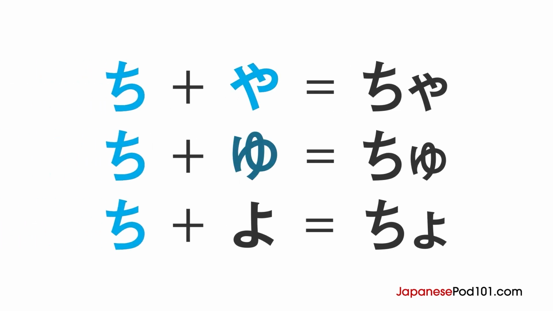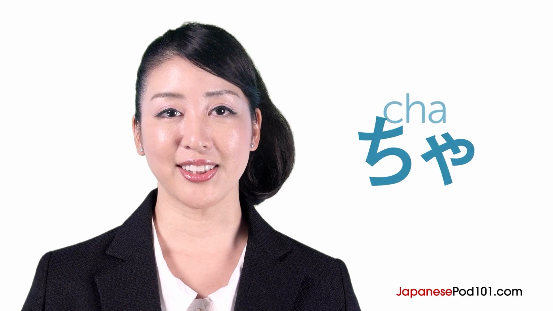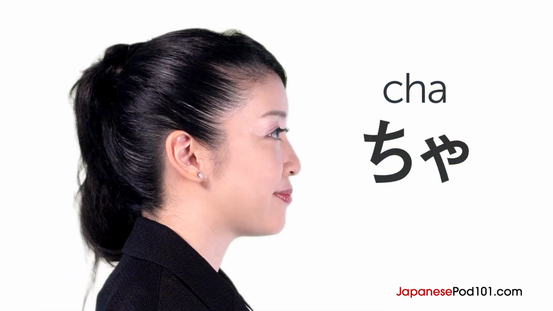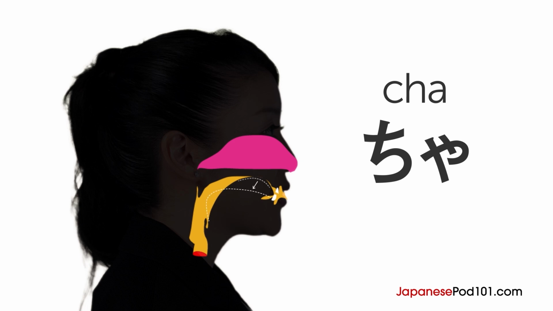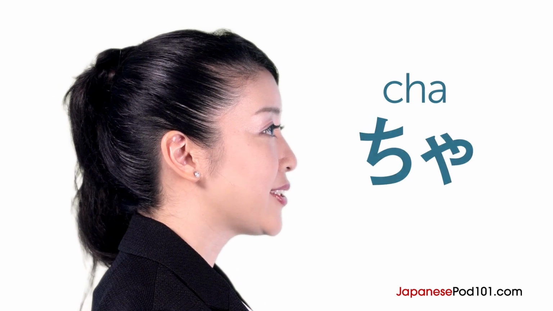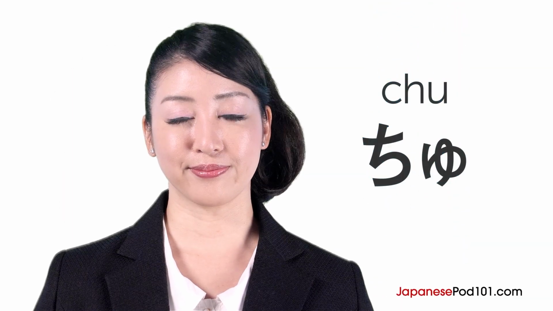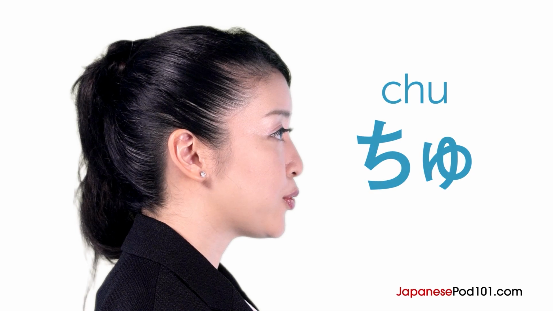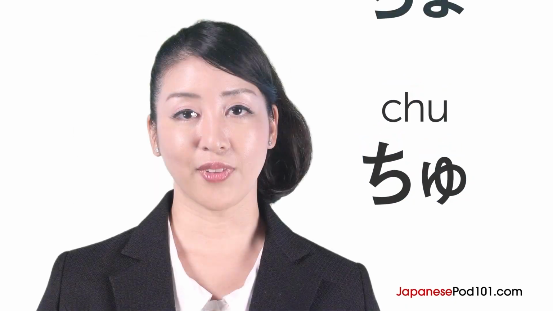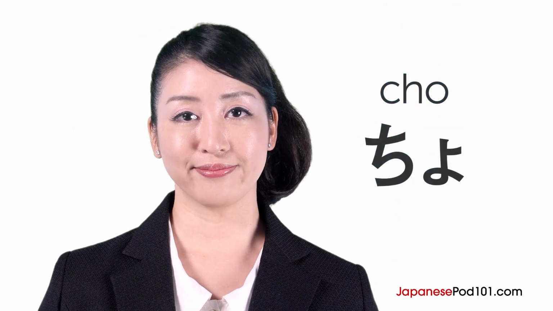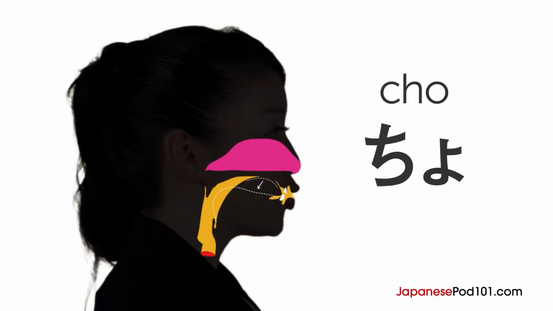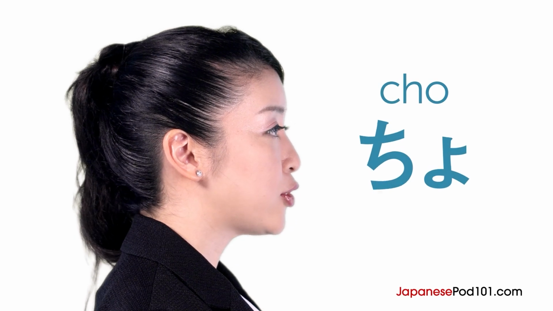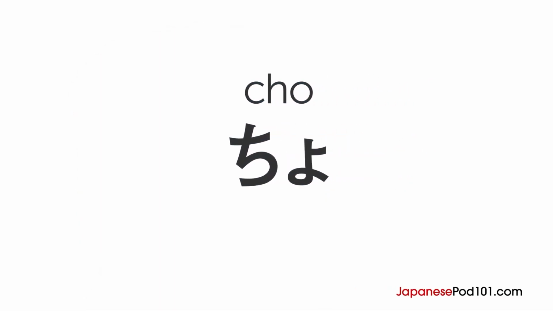Chi combined with ya, yu, yo to get cha, chu, cho. Be sure to say two sounds in one syllable. Repeat after me. Cha, cha. Chu, chu. Cho, cho. Ready for some examples?